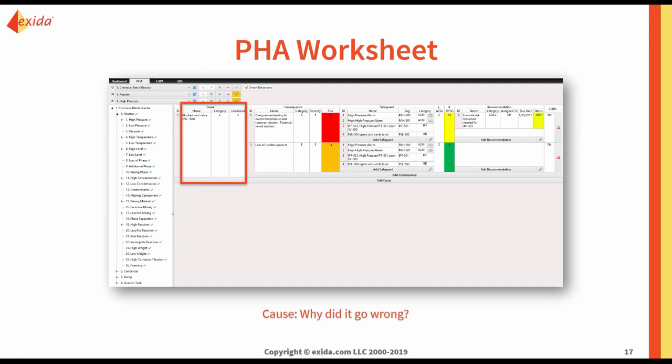Then you want to document the cause, which is answering the question, why did it go wrong? In the process, what caused this deviation to the process parameter? Then you want to document how bad is it? What is the consequence of this happening? For the cause, you're focusing on how it could go wrong and how likely it is. For the consequence, you're focusing on how bad is it? So what's the severity? What is the impact that this could have?